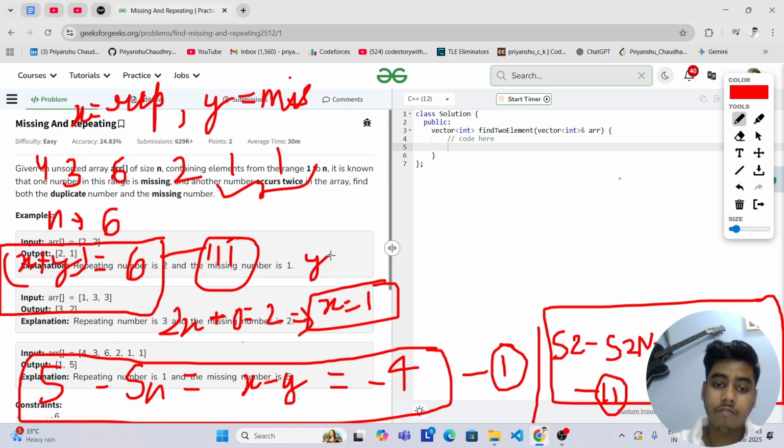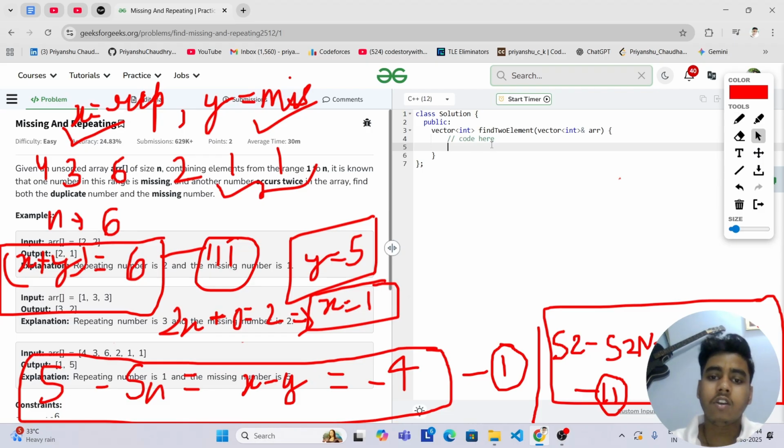And similarly, from either equation number 1 or equation number 3, we can say that y is nothing but 6 minus x, and 6 minus x is 6 minus 1, and this will be 5. So we have solved and found the values of x and y. So the repeating number was x, that is 1, and the missing number was y, that is 5. So this was the whole logic. This is just a normal mathematics problem. This can be solved using pen and paper, and we just have to code it.